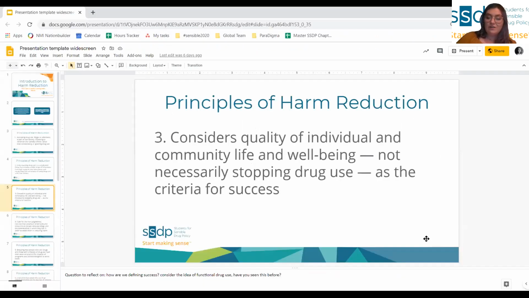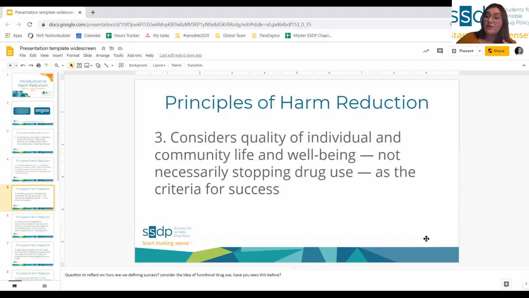My question for you all to individually reflect on is, how are you defining success as an SSDPer and in the work you're doing? Would you consider your work, is this how you would have framed your success, or maybe it was different? And the second one is, consider the idea of functional drug use.